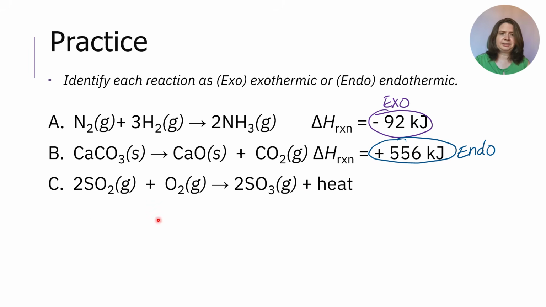For our last example, we have 2SO2 gas plus O2 gas produces 2SO3 gas plus heat. Since heat appears on the product side, this reaction released heat and is therefore exothermic.